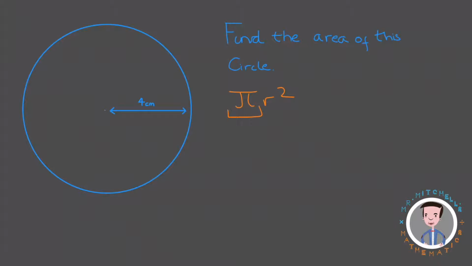Pi is just the number, roughly 3.142, that continues on and on forever. R is short for radius, which is the distance between the center of a circle and its edge. Don't worry if that's not immediately easy to understand. We're going to do an example that will hopefully make it clearer.